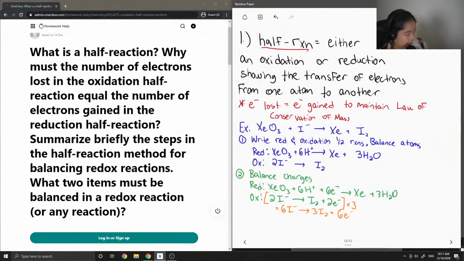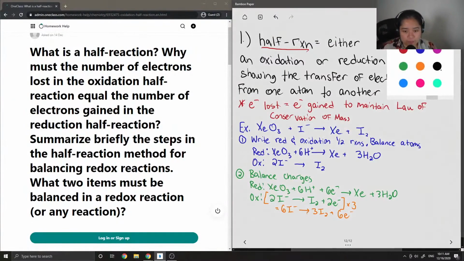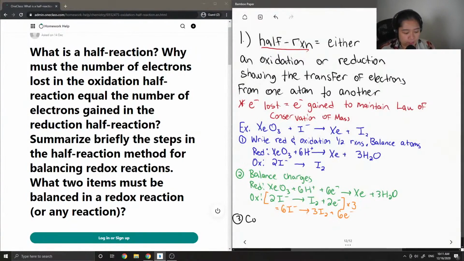Okay, so now we have our electrons balanced. So step 3 is just to combine the overall redox. So first, let's write all of our reactants down first.